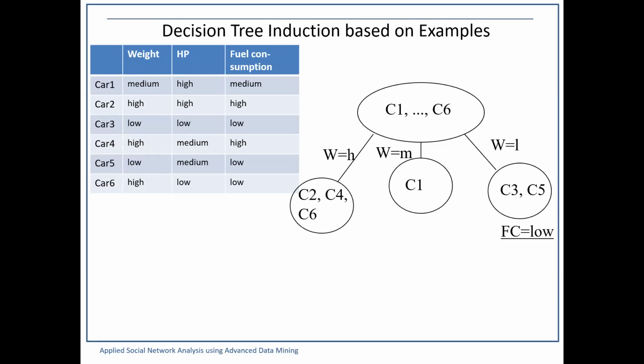And there is one piece of knowledge we just discovered. We found that cars with low weight have low fuel consumption. That's not obvious even from this simple toy example. It's not easy to see that cars with low weight have low fuel consumption. Knowledge discovered in databases. Okay.